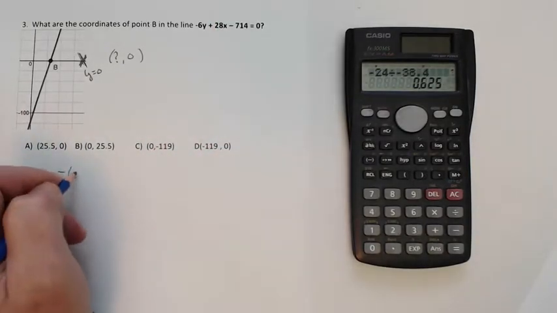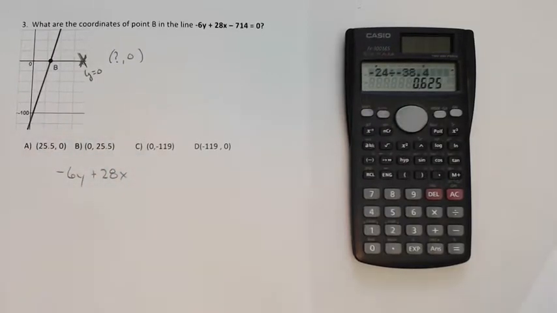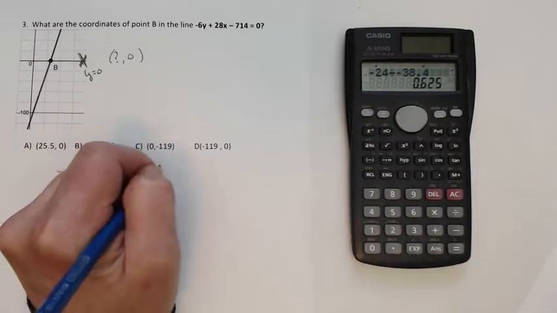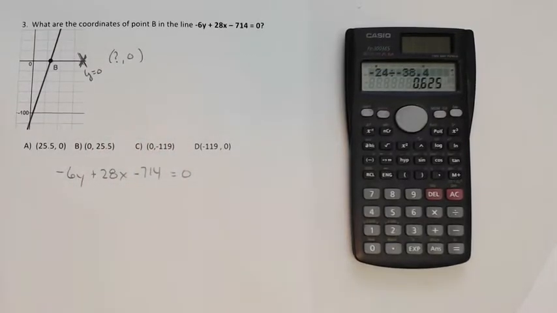Take a moment. -6y + 28x - 714 is 0. So I'm looking here to isolate y. I want it in y = ax + b. I've got this 28x being added to my y, this 714 being subtracted from my y, and this -6 being multiplied to my y. So I've got to deal with a few things here. I'm going to ditch the constant first.